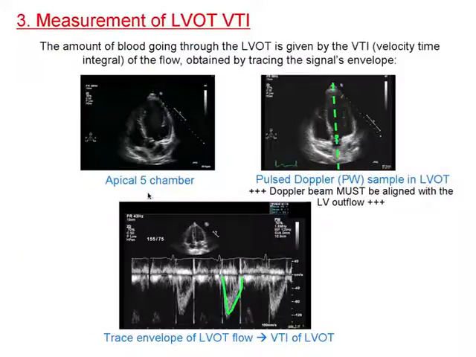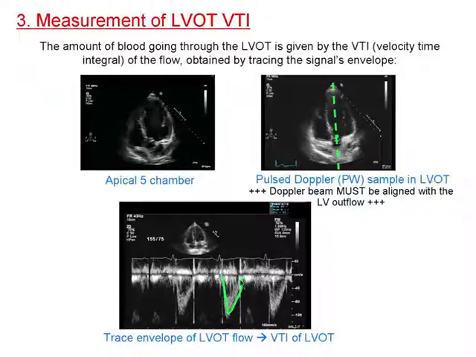And then we're going to take the velocity time integral of the LVOT. So here's what happens. It's the amount of blood that's going through that left ventricular outflow tract that is given by the velocity time integral. And so what we do is we line up in the apical fifth chamber. We put that pulse wave Doppler sampling gate right over the aortic valve, right at the LV outflow. And combined with that other measurement that we had, the LVOT diameter, we then activate the tracing, the waveform of the pulse wave Doppler.